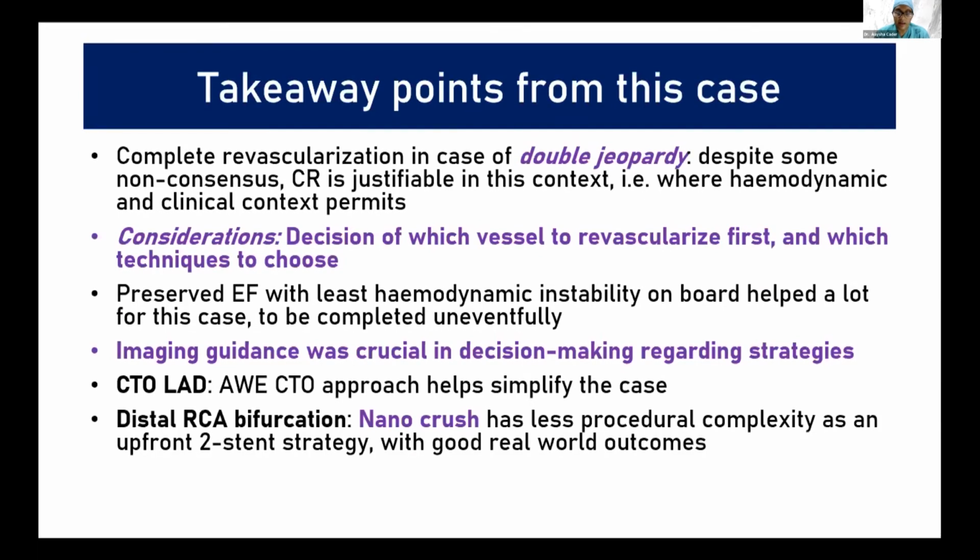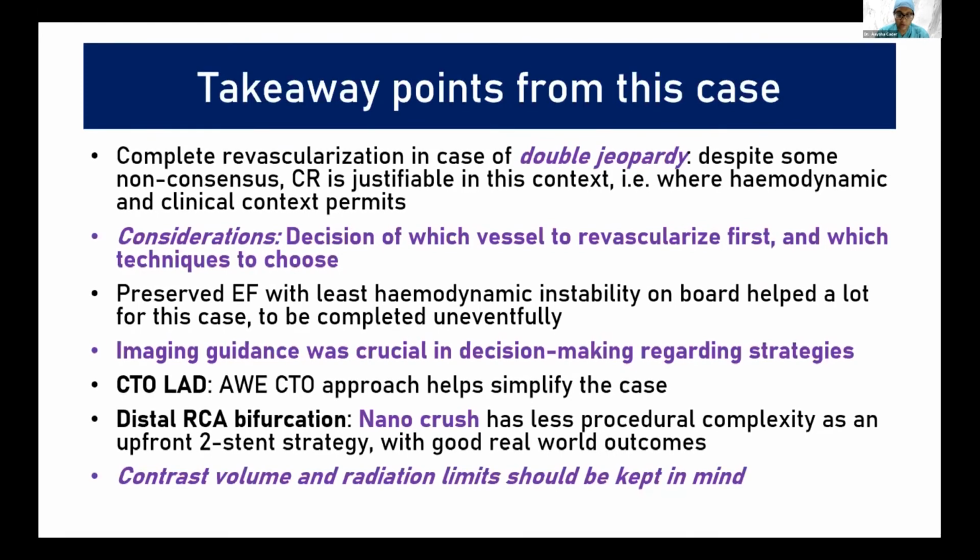Nano crush has less procedural complexity than the typical 3 techniques that we know as an upfront 2-stent strategy, and has good real-world outcomes. And finally, it's also important to consider the ancillary aspects of PCI, like contrast volume and radiation limits when revascularizing multivessel disease.